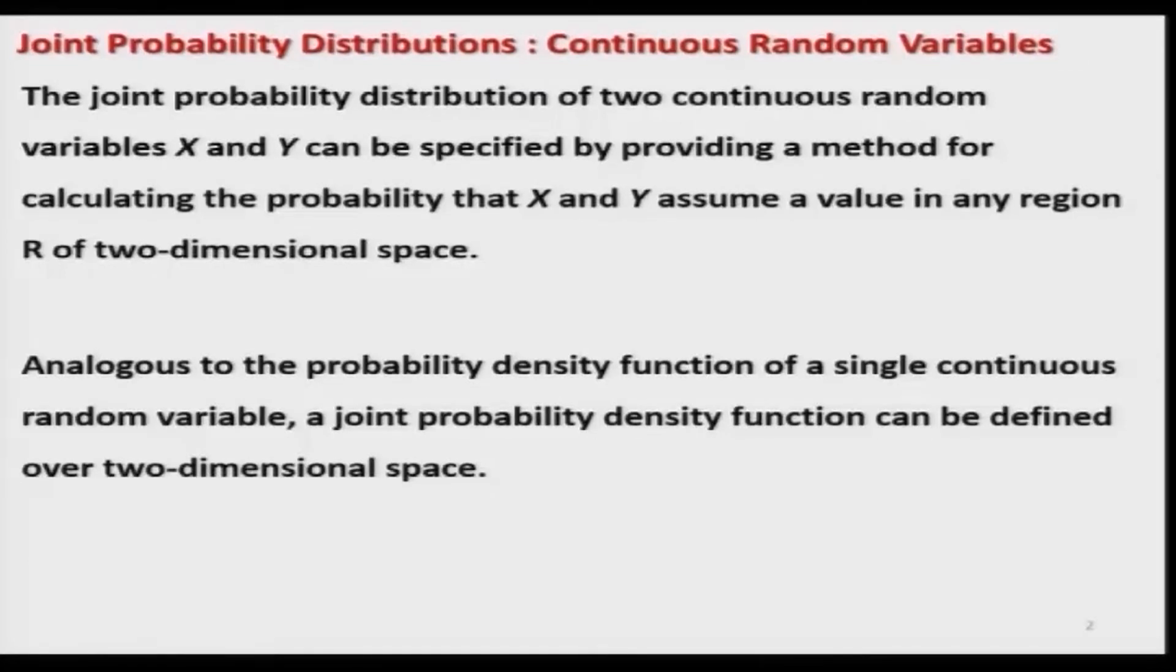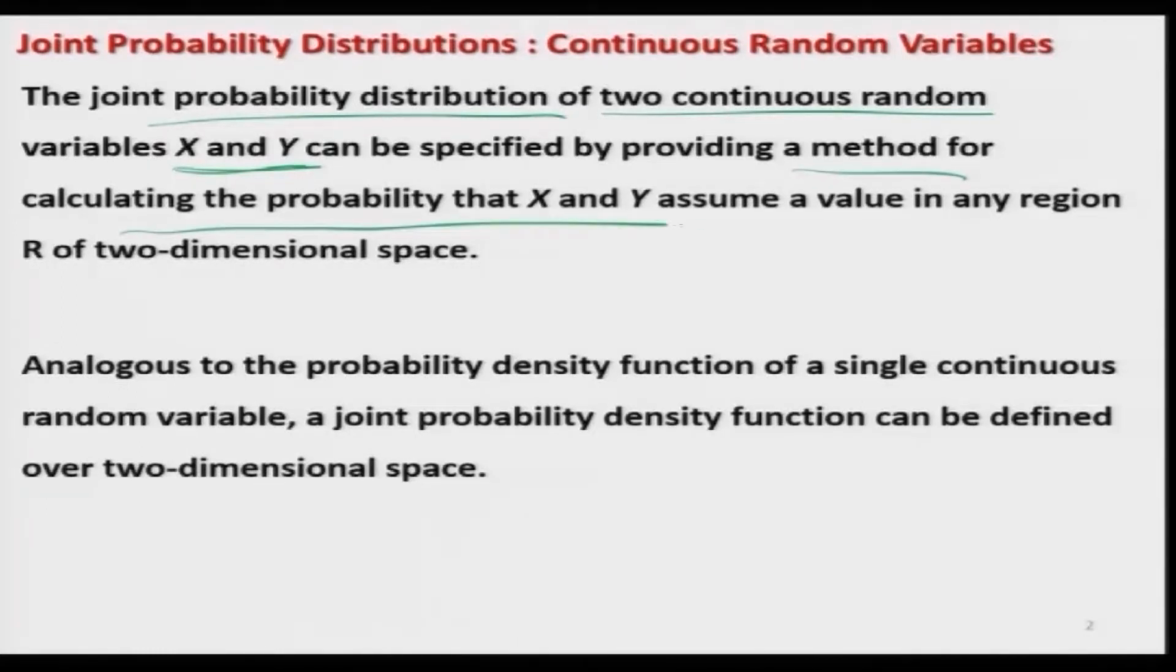Okay. So, suppose we have here two random variables, capital X and capital Y, which are now both continuous. So, the joint probability distribution of X and Y can be specified by providing a method for calculating the probability that X and Y assume a value in any region R of two-dimensional space. Well, do not get confused with this R, that is not the R software. This is the space of real numbers.